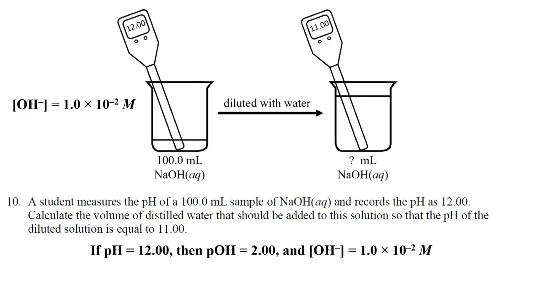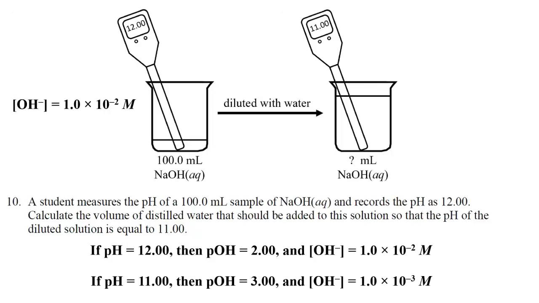Now, watch what happens to the concentration of the hydroxide ion when this solution is diluted with water. So again, let's go from pH to pOH. So if the pH is 11, then 14 minus 11 is equal to 3. And if the pOH in that diluted solution is equal to 3, then the concentration of the hydroxide ion in that diluted solution is equal to 1 times 10 to the minus 3 moles per liter.